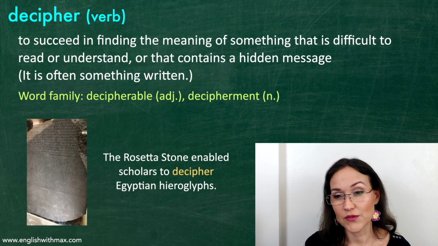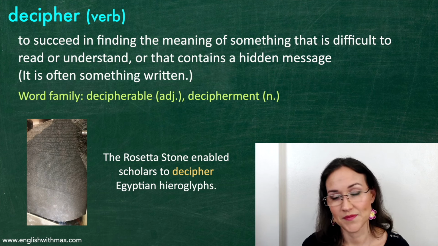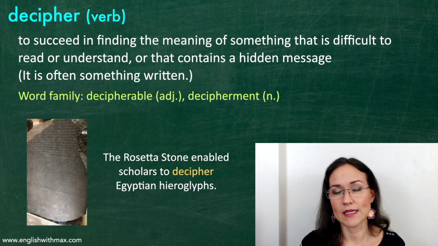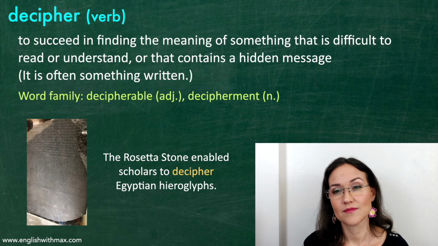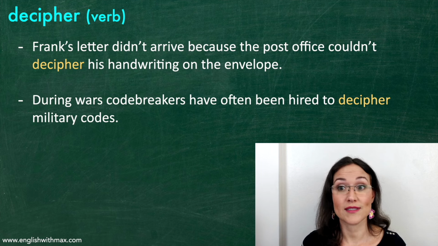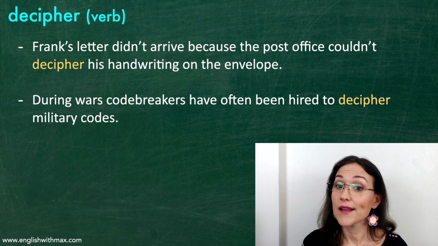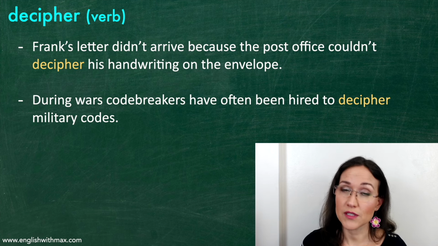The Rosetta Stone enabled scholars to decipher Egyptian hieroglyphs. Hieroglyphs are the pictures or symbols in ancient Egyptian writing. Frank's letter didn't arrive because the post office couldn't decipher his handwriting on the envelope. During wars, code breakers have often been hired to decipher military codes.